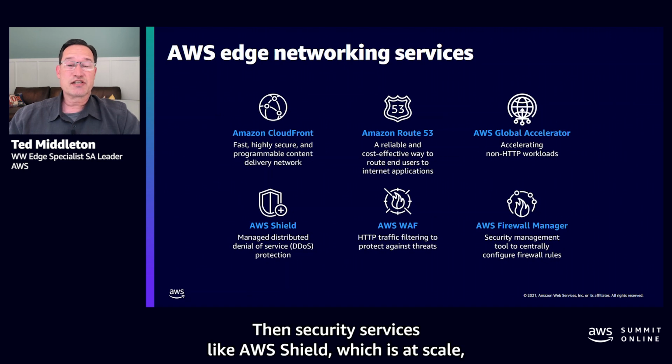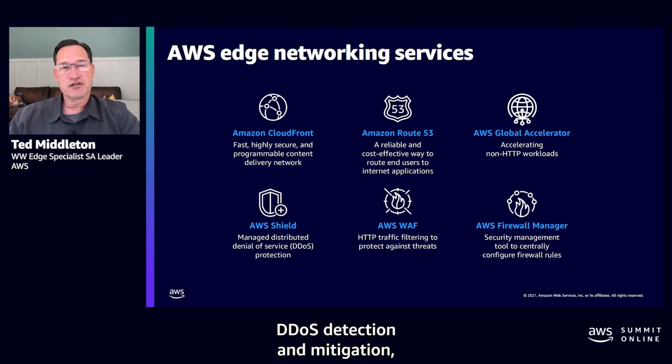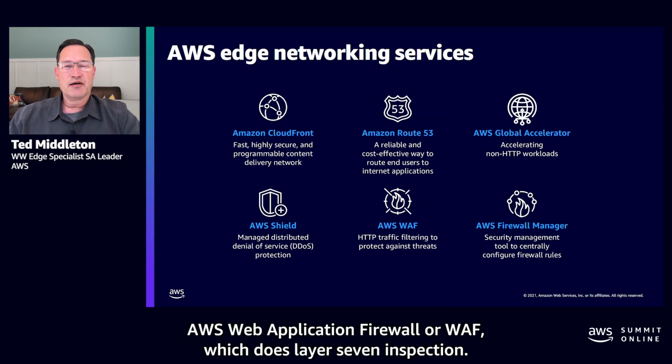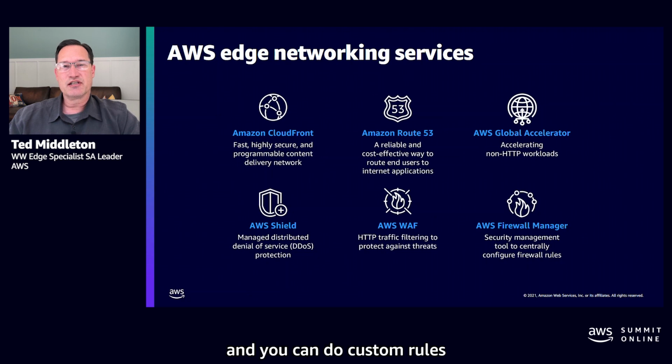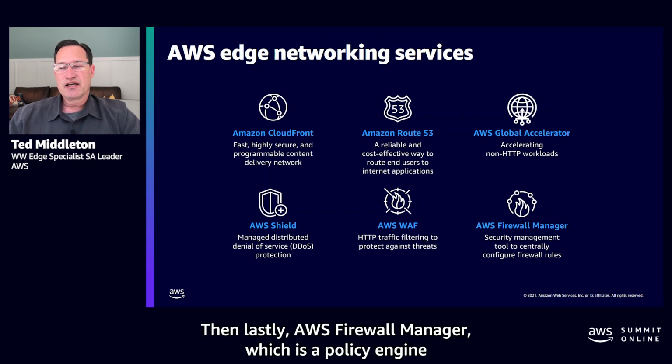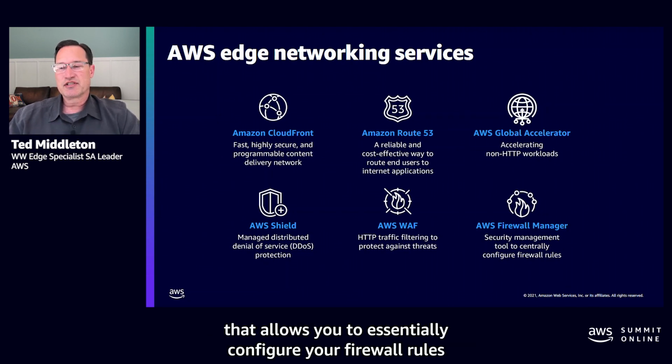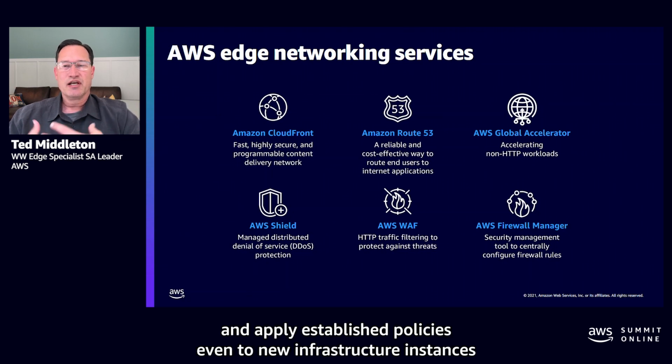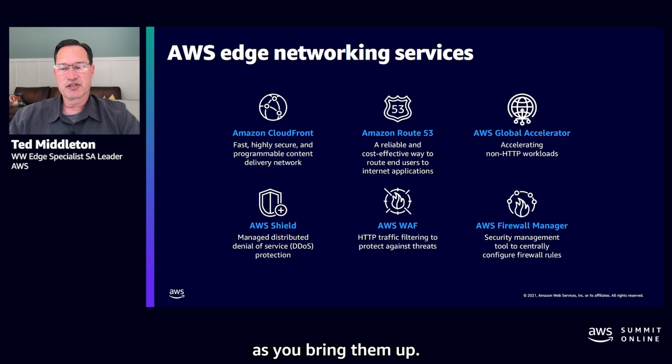Then security services like AWS Shield, which is at-scale DDoS detection and mitigation. AWS Web Application Firewall, or WAF, which does layer 7 inspection, and you can do custom rules and includes things like bot mitigation. And then lastly, AWS Firewall Manager, which is a policy engine that allows you to centrally configure firewall rules and apply established policies even to new infrastructure instances as you bring them up.